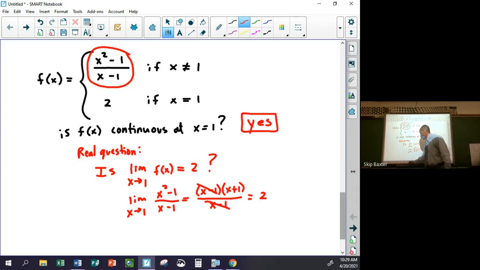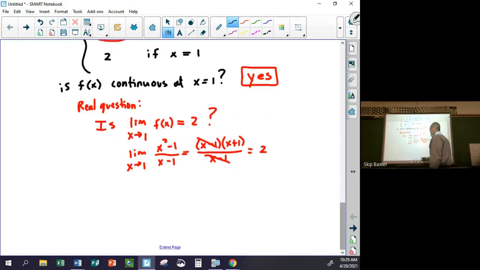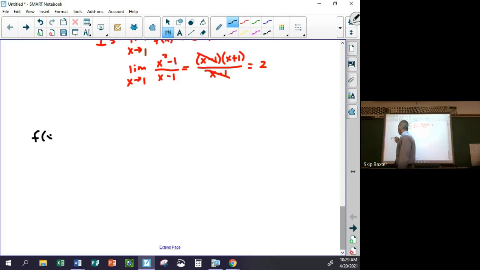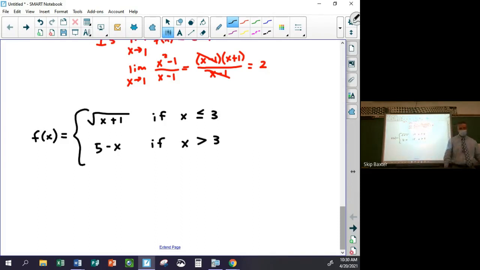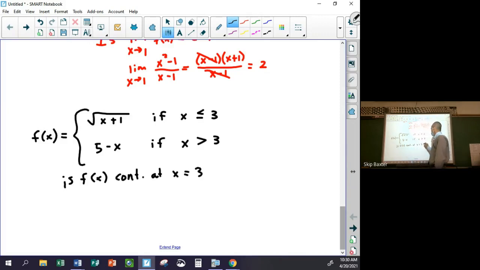All right, let's just do one more example. How about f of x equals, let's say the pieces are square root of x plus 1 if x is less than or equal to 3, and 5 minus x if x is greater than 3. Is f of x continuous at x equals 3?